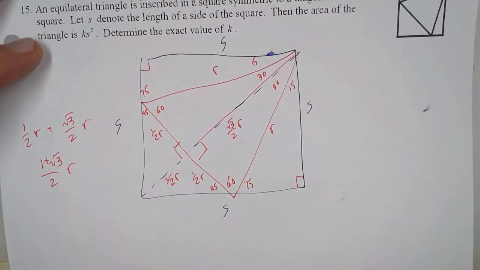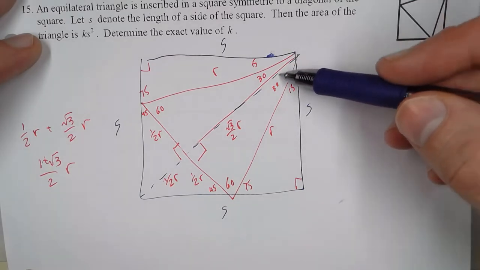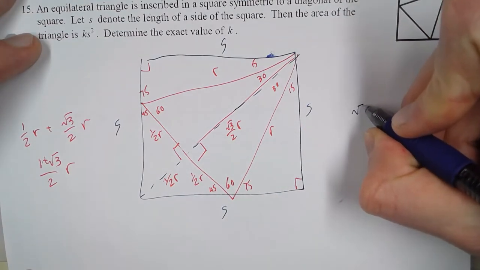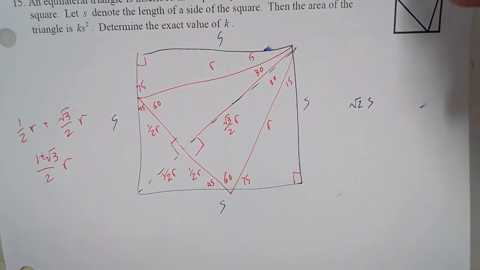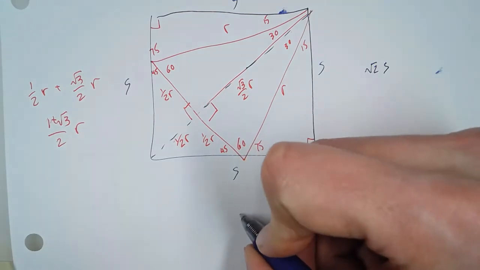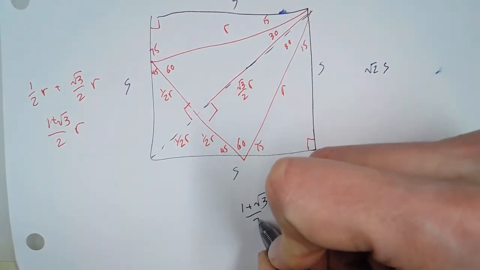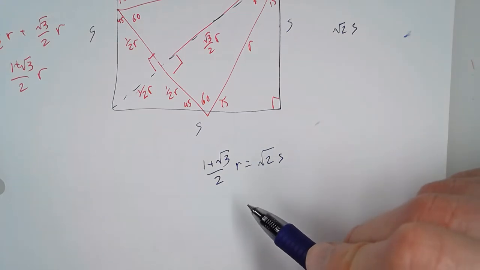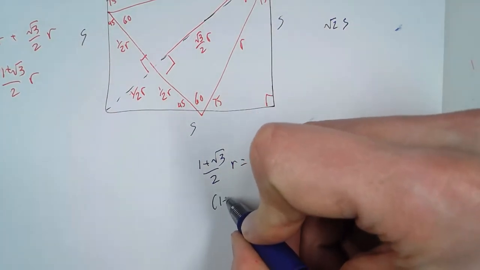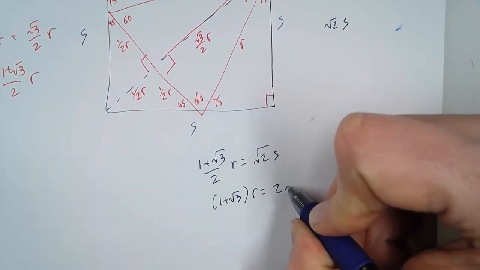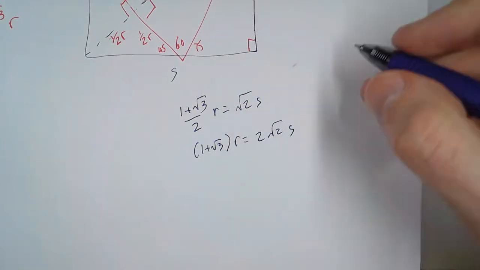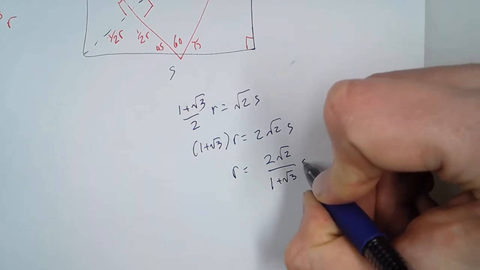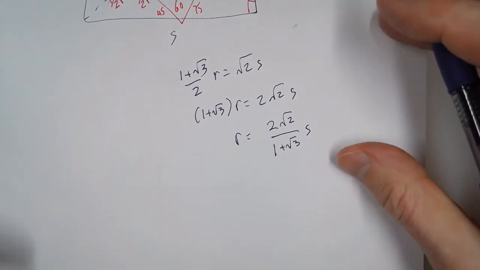But we have to connect that to S somehow. If you look at it, this diagonal creates a 45, 45, 90 triangle. So the length of the diagonal in terms of S is square root of 2 S. So these two quantities are equal. So (1 plus radical 3) over 2 R equals square root of 2 S. I'm going to solve this for R. We're going to multiply by 2 first. So (1 plus radical 3) R equals 2 radical 2 S. And then we'll divide both sides by 1 plus radical 3. So R equals 2 radical 2 over (1 plus radical 3) times S. All right. So that's our conversion factor.